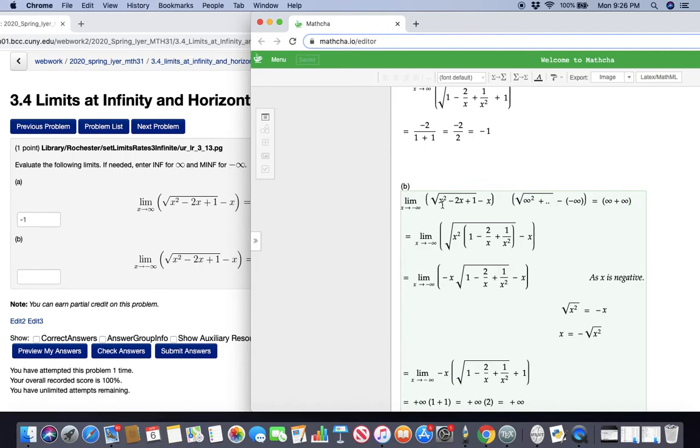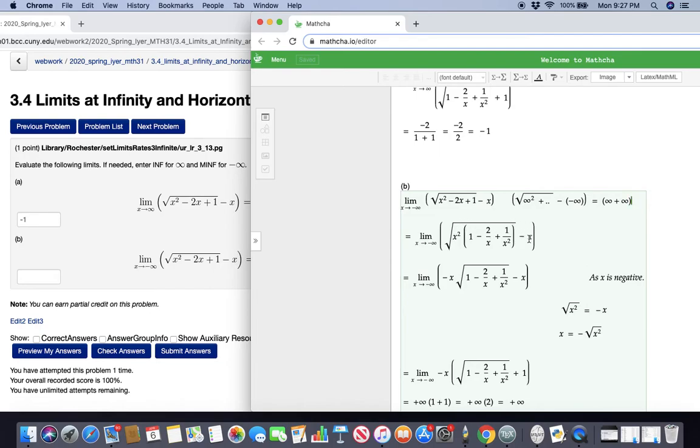I'm writing this expression under the radical as x squared times 1 minus 2 over x plus 1 over x squared. In other words, I got x squared out. How do I get it out? I divide this by this, I get a 1 inside. I divide this by this, I get 2 over x inside. I divide 1 over x squared, I get 1. Why do I do it? Check. X squared times 1, I get x squared. X squared times 2 over x, I get 2x. X squared times 1 over x squared, I get 1. So this expression is the same as this expression.